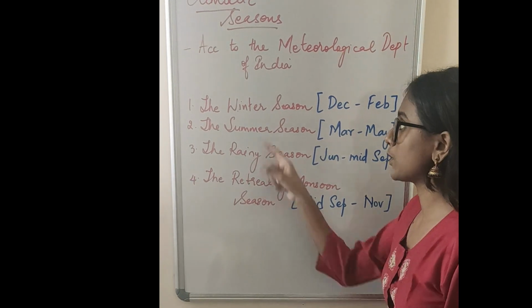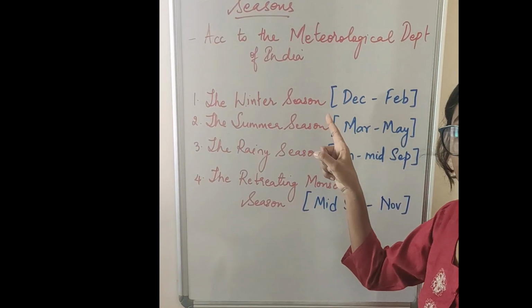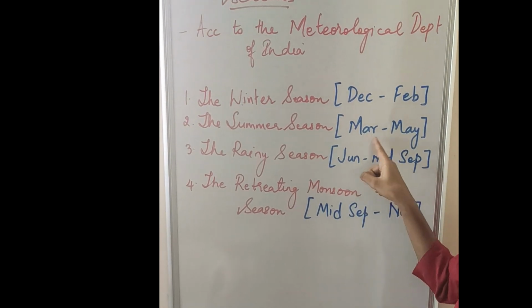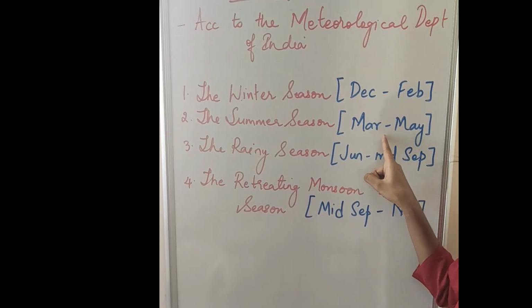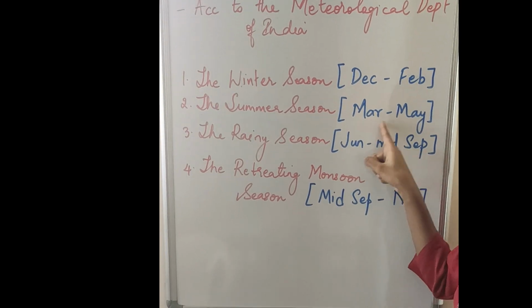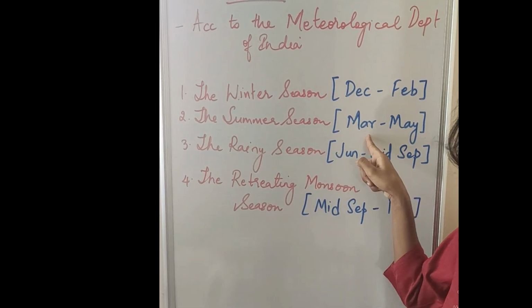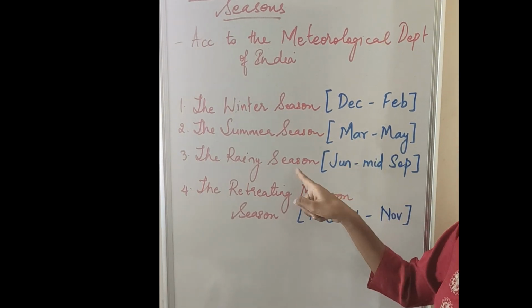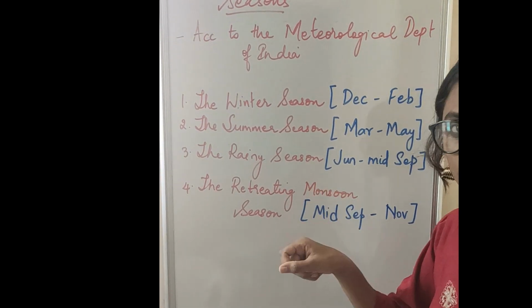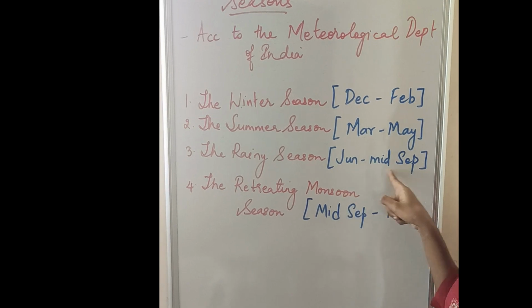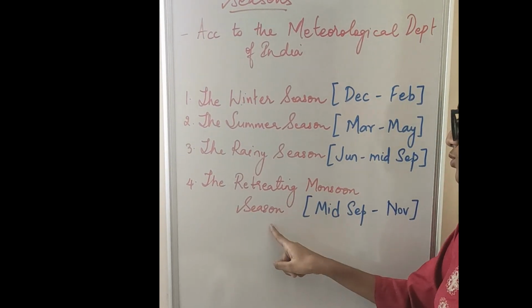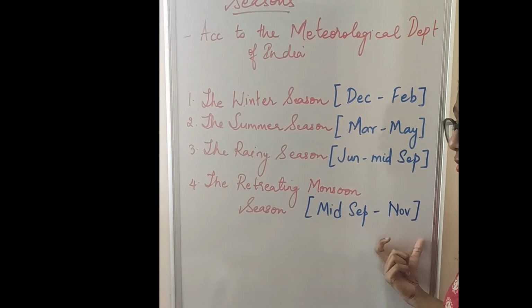Now what are those seasons? We have the winter season from December to February. Summer season from March to May. So summer holidays, you get them at this time. March, April, May. March end the exams finish, and then you have summer holidays. Then you have the rainy season as soon as you start going to school, from June to mid-September, and then the retreating monsoon season from mid-September to November.